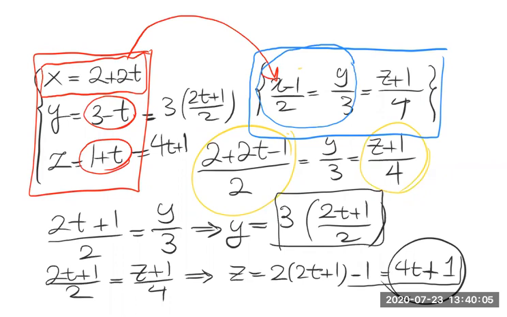After substituting them with these t values, you would have another equation for y over 3 equals z plus 1 over 4. Again, if instead of y you write 3 minus t, and instead of z you write 1 plus t, you would have another equation. You should solve this one to find the value for t.